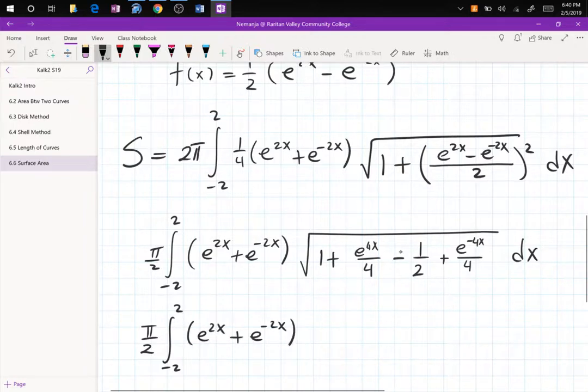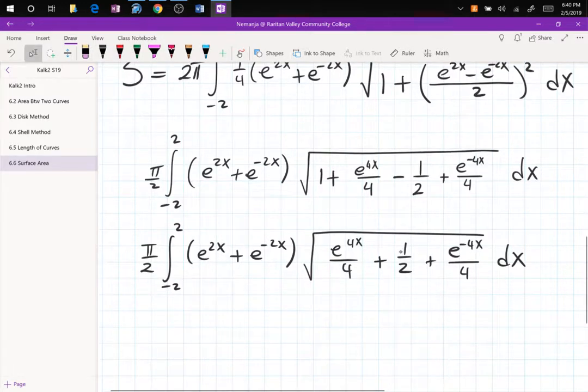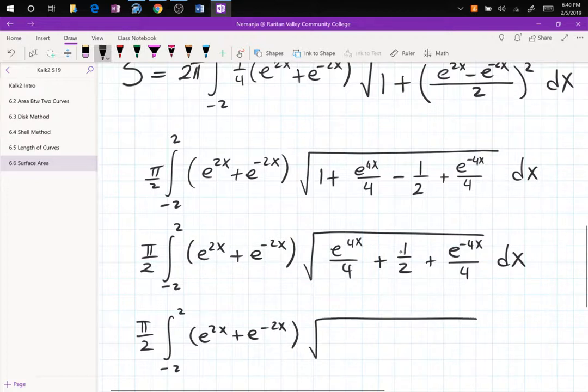Plus e to the negative 2x. And now we have this 1/2 situation. So now we have e to the 4x divided by 4 plus 1/2 when you add 1, plus e to the negative 4x over 4, dx. Pi over 2, integral negative 2 to 2, e to the 2x plus e to the negative 2x. And now we compress this into (e to the 2x plus e to the negative 2x over 2), everything squared, dx.